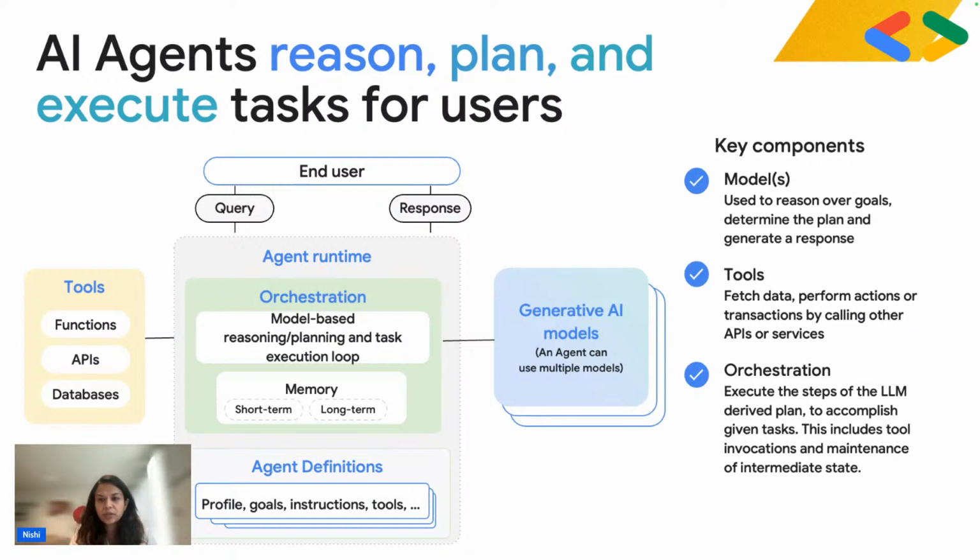Then you have an orchestration layer which manages the agents and memory. Memory can be both short-term memory and long-term memory. Then comes your agent definition. This is where you define your agent's profile, what the goal for that particular agent is, and what instructions it needs to follow to achieve that goal. And then you need an agent runtime which executes and manages the entire system when the system is invoked.